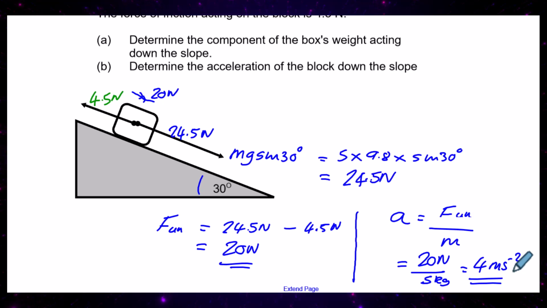The key to that one is knowing that the component of weight down the slope is mg sine theta, and also drawing the force diagram to have a mental picture of the forces acting on the block. Then find the unbalanced force. You're home and dry. You can find the acceleration.